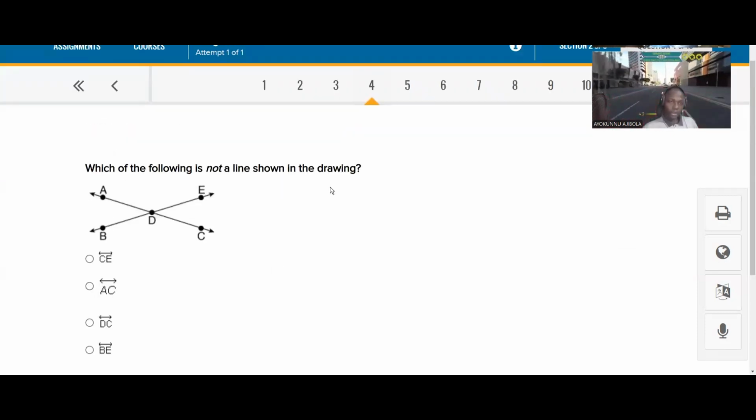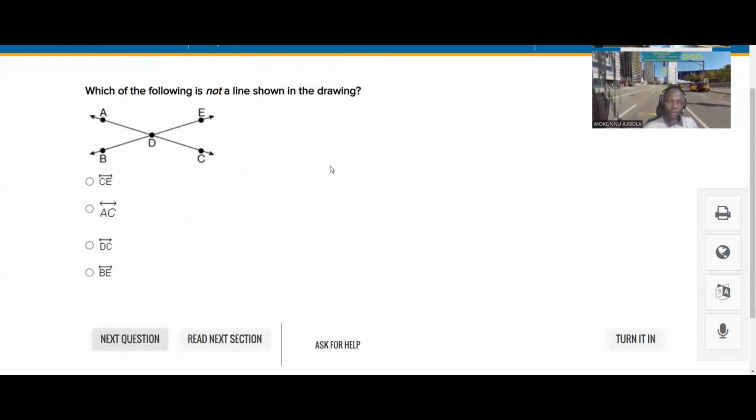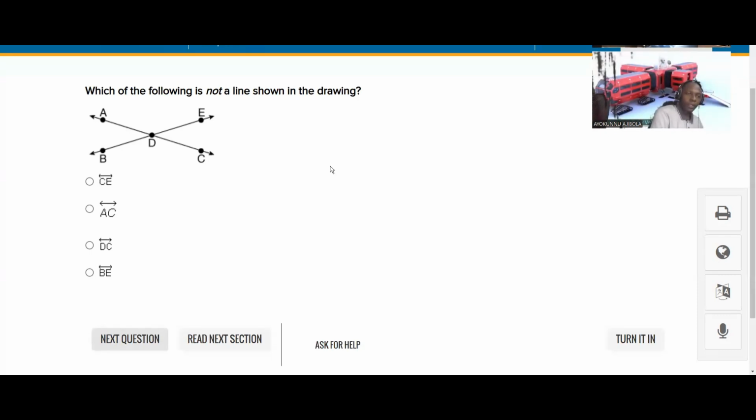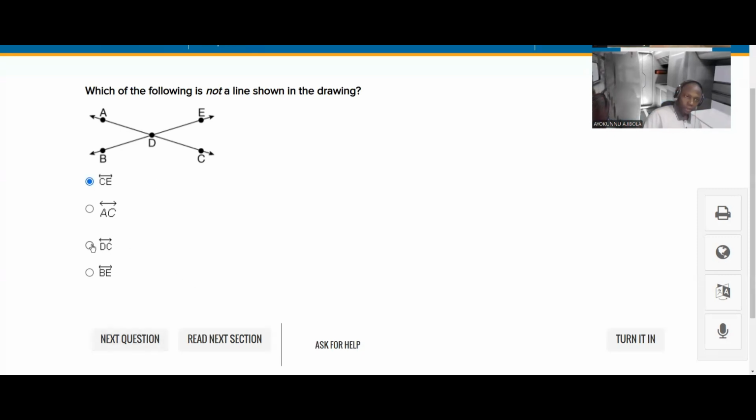Now, which of the following is not a line shown in the drawing? If we check line CE, CE in the drawing is not a line. AC in the drawing is a line. BE in the drawing is a line. DC is not a line but a ray. But since CE are not together, and we can pick two, so it's only one.